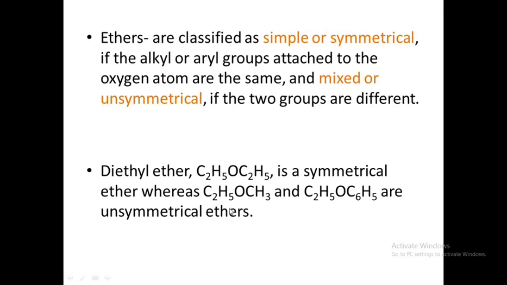But if we consider the next compound, that is C2H5OCH3, in this case the alkyl groups attached with the oxygen atom are different. One is an ethyl group and another is a methyl group. Therefore this type of ether, in which the oxygen atom is linked with two different alkyl groups or aryl groups, is known as a mixed or unsymmetrical ether. So the first one is ethyl methyl ether, and the second one is ethyl phenyl ether, and they both are unsymmetrical ethers.